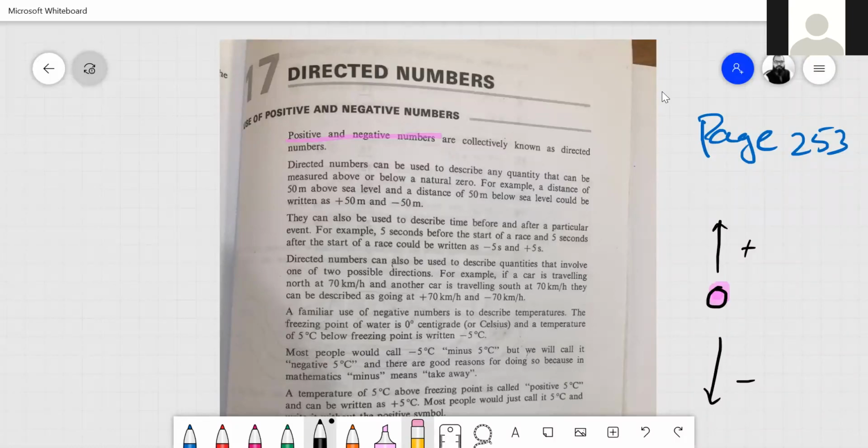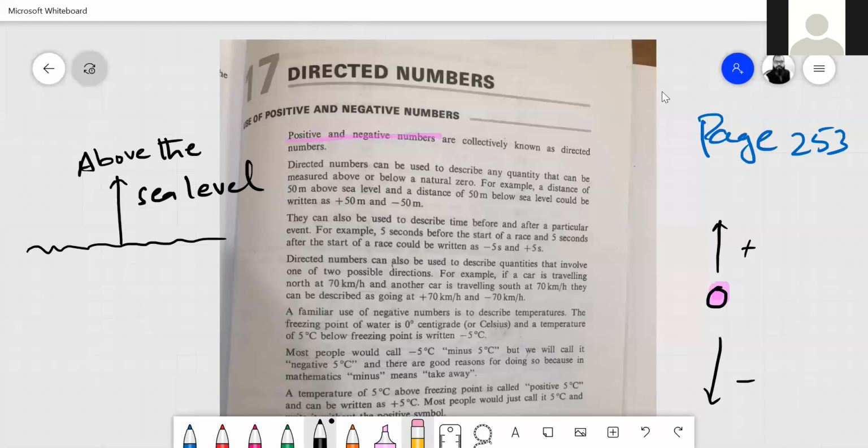Written as plus 50 meters and minus 50 meters. For example, this is the water level in the sea, and the upper part is above the sea level. This is called above the sea level. And below is below the sea level.